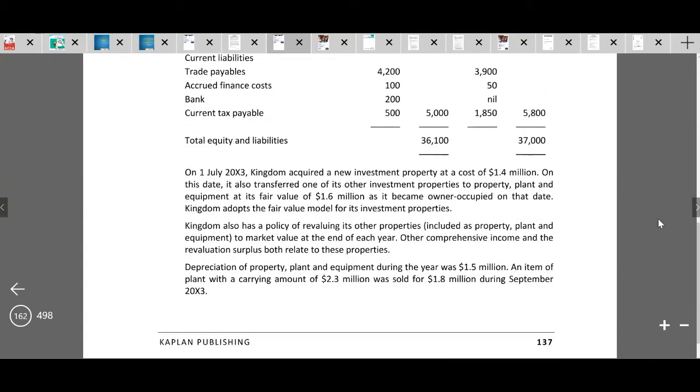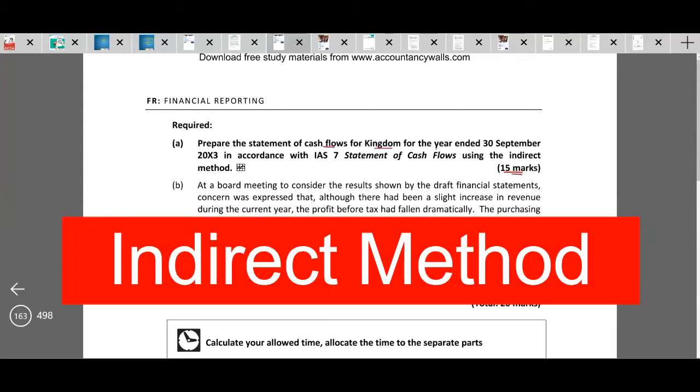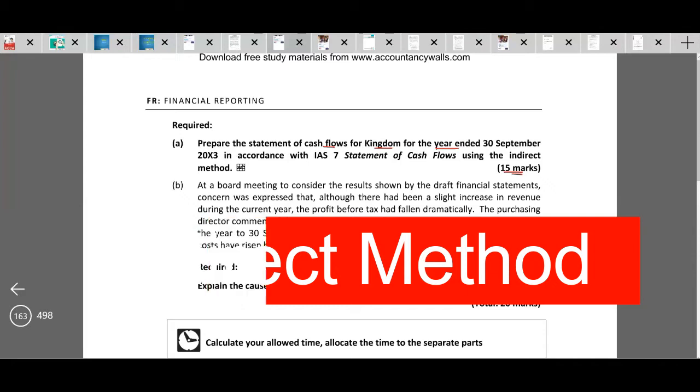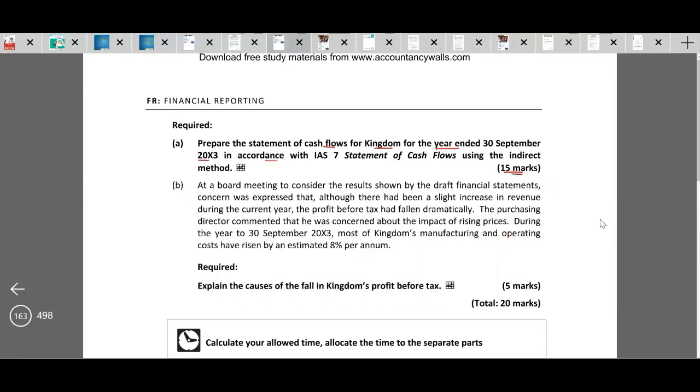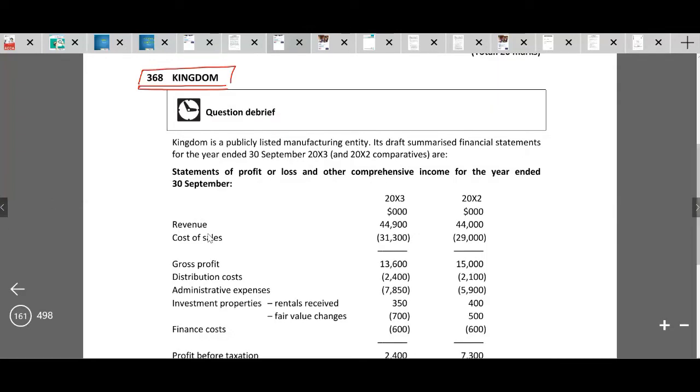Let's go to the requirement first. You have the 15 marks requirement for the statement of cash flows. Prepare the statement of cash flows for Kingdom for the year ended 30th September 20x3 in accordance with IAS 7 using the indirect method, because in the paper you will be having a question on the indirect method. So let's read the question.